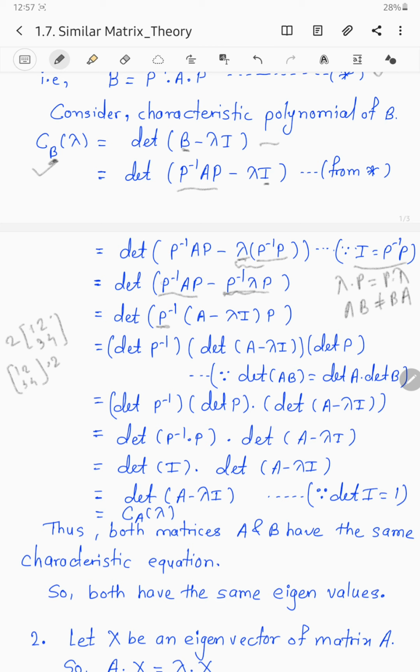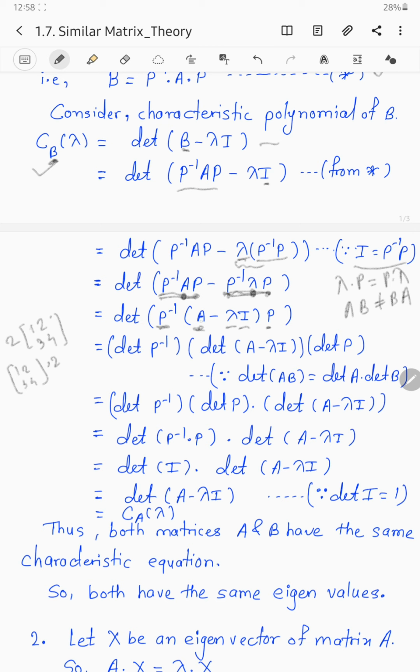Now here we have P inverse A P minus P inverse lambda P. Now I take out P inverse common from the left side. In these two terms I drop out P inverse from the left side. So here is P inverse. I take P common from the right side. So there is a P. So here I get A minus lambda I, where the remaining terms are A and lambda.